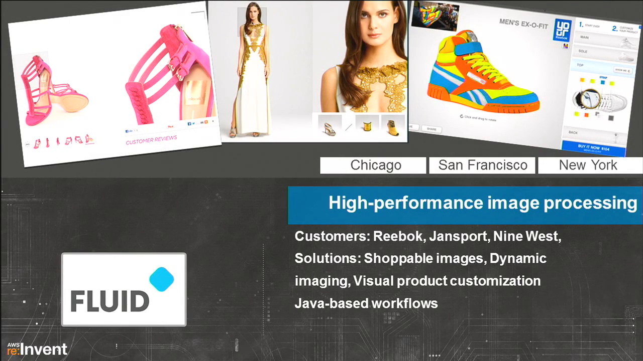Their customers include Reebok, JanSport, the ones you see here, of course, but also Brooks Brothers and Vans. So they have some pretty well-known brands that they have to keep happy and service. What they offer is a solution that gives brands shoppable images and their end users dynamic images to navigate and to browse. So they have an imaging and virtual product customization suite that they give to their e-commerce customers.